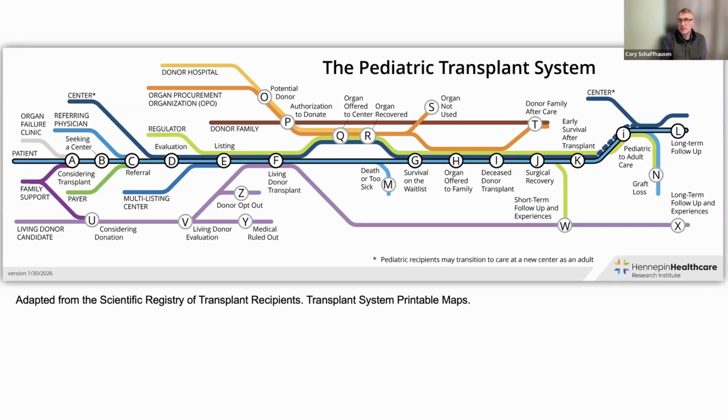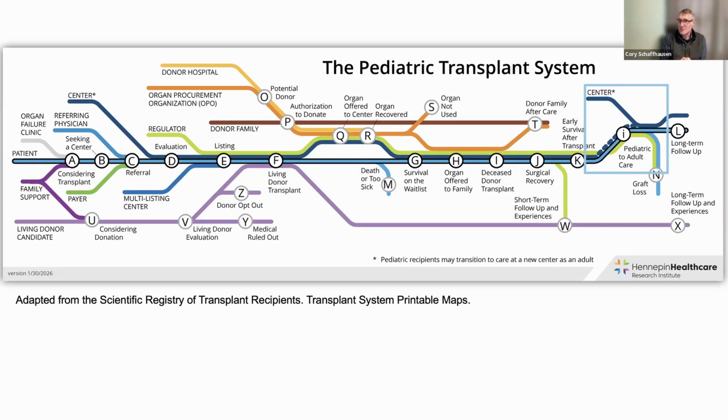So the noteworthy differences here would be to really highlight how pediatric recipients may transition to care at a new transplant center as an adult. And so that is depicted in the area that's now shown with the blue box. So this is really the key difference between the standard transplant system map and our new version that is tailored to pediatric patients.